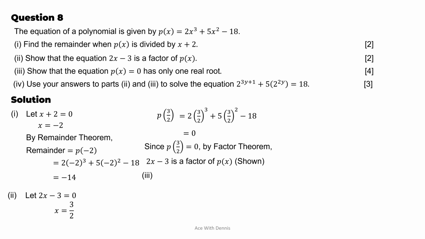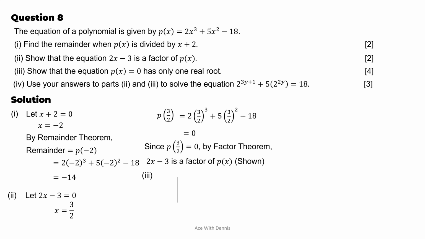Part 3. To show that the equation p(x) equals 0 has only one real root, we have to find the quadratic factor first. As we already know, 2x minus 3 is a linear factor of p(x). There are two ways we can find the quadratic factor: either we use the synthetic method or we use long division. Here, I will show you the synthetic method.